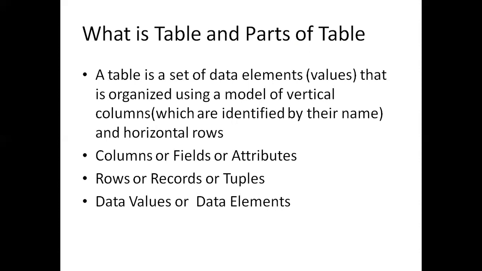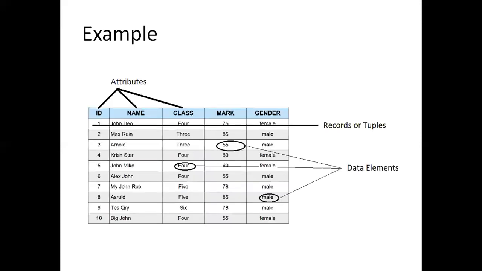So we have 3 major parts of our table. Number 1 is columns, the headings which we want to specify in our table. Then the rows, the strip of record, the complete information of an entity, that is called a row. Then the data value, an individual value of data is called a data value. Let's understand this using an example.